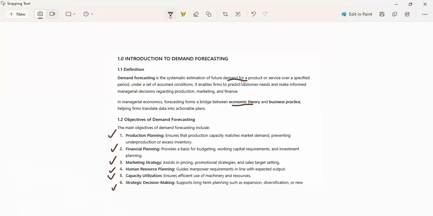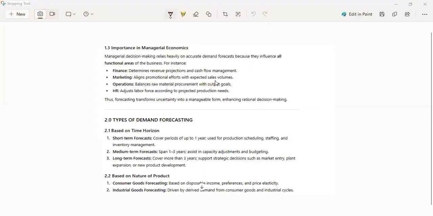So the importance of demand forecasting in managerial economics would be in the areas that I mentioned: in finance, in marketing, in operations and HR. Decision making heavily relies on the accuracy of the information that we get from the demand forecast because they will influence all the functional areas. Finance, because they determine the revenue projections. Marketing, to align promotional efforts with the sales volumes. Operations, balancing raw material procurement with output goals, and also HR, to adjust labor force according to projected production needs.